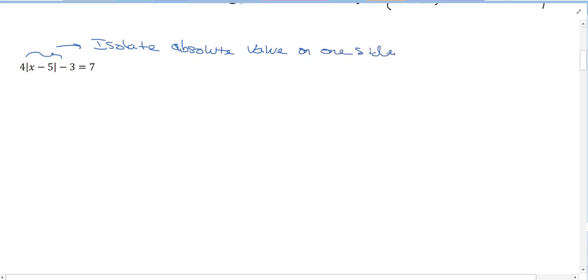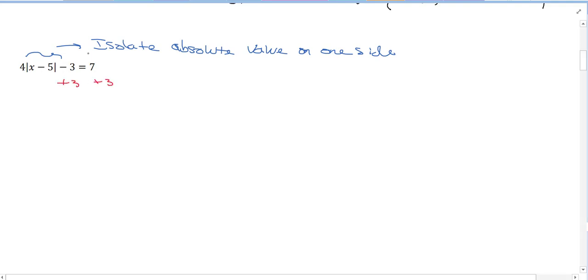I always think of absolute values as brick walls. You can't bring anything in, so I don't want to distribute the 4 in, and you can't take anything out. You can't take this minus 5, so I can't say plus 5 with the absolute value still there. That's why I think of them as brick walls. You can't bring anything in or take anything out until the absolute value is by itself on one side. So we're going to try to get it by itself.